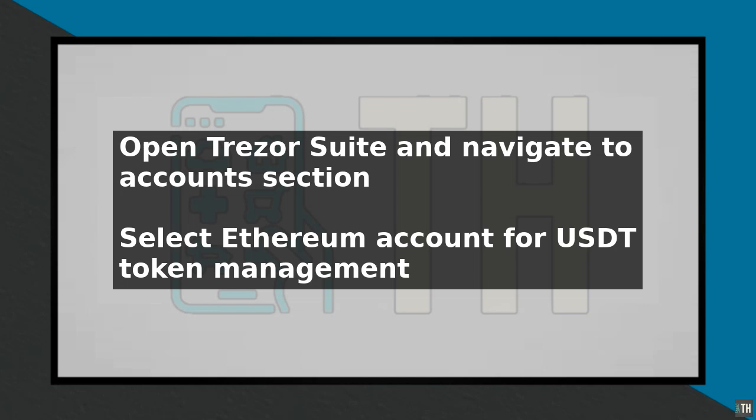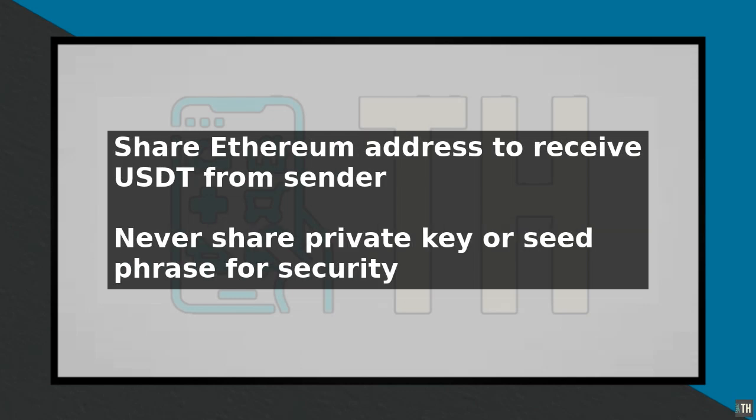To receive USDT, you will need to share this Ethereum address with the sender or use it to withdraw USDT from an exchange or other source. Be sure to only share the address and never the private key or seed phrase associated with your Trezor device. Once the USDT has been sent to your Ethereum address, return to the Trezor Suite application and navigate to the Accounts section. You should see the USDT balance updated in your Ethereum account.